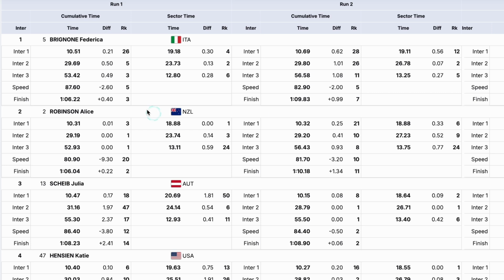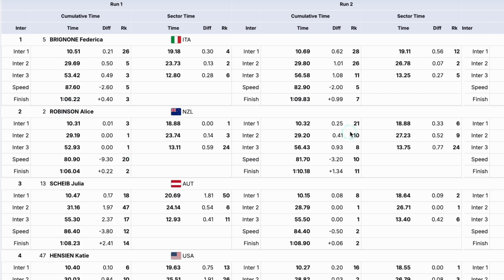Obviously, after the first run, Brignone was 0.4 behind. And we're going to look at the second run mostly, but at the very end, I'm going to show Alice's first run because it is absolutely sick. It is just ridiculous skiing. So I'm not going to do any analysis on this one because it's just really, really nice to watch, and I'll put that in full speed.